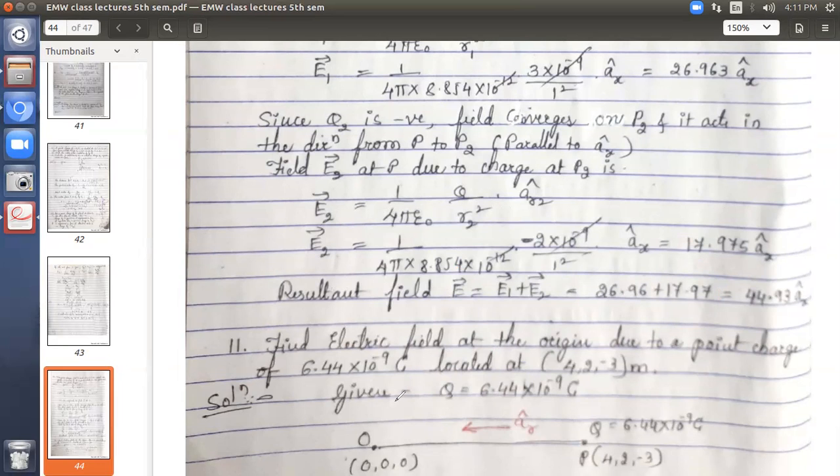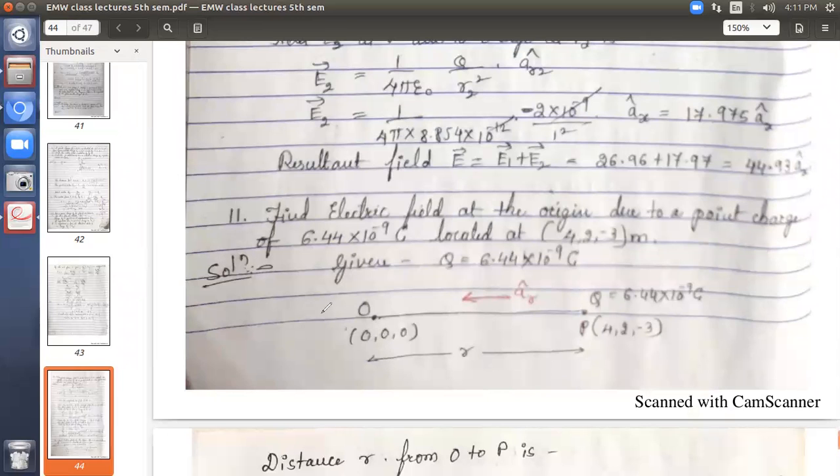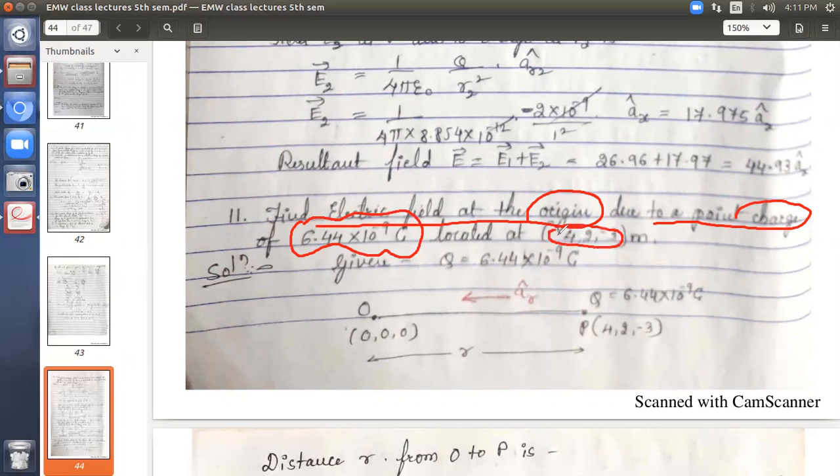Let us take one more problem of a similar kind. Find the electric field at the origin. So the point is given, the point is the origin, due to a charge, and the charge magnitude is given, 6.44. It is a positive charge which is located at the point. So here 1 meter, 2 meter distance is not given. 3 different directions are given, 4, 2 and minus 3. It means the unit vector has all the 3 directions.